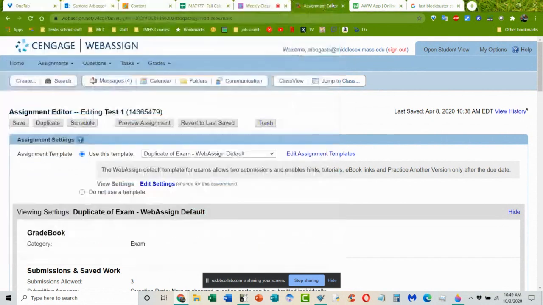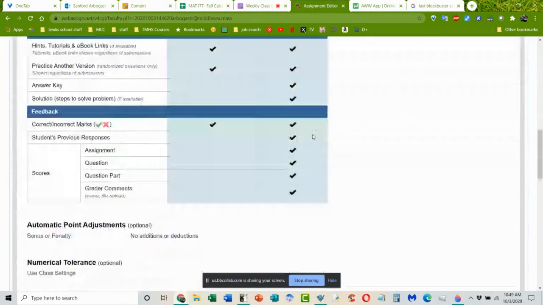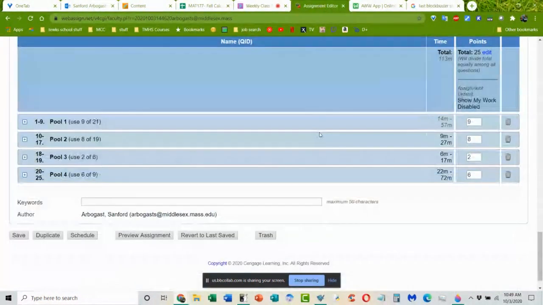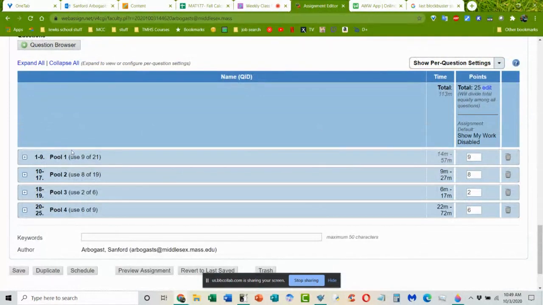There's 25 questions. Oh, there's different pools. You get to swim in different pools. So there's 21 questions. You're taking nine from this one, eight from this one, two from this one. So there's different parts for the different chapters, so it's pulling questions from each part of those chapters. I made sure that it covers everything except for chapter one. So it's just chapters two and three.